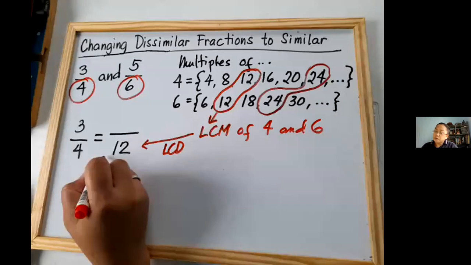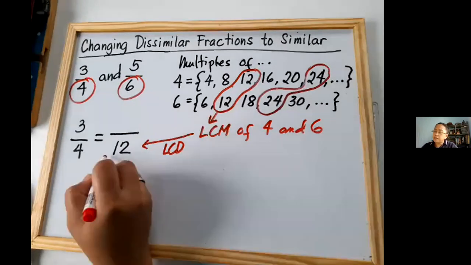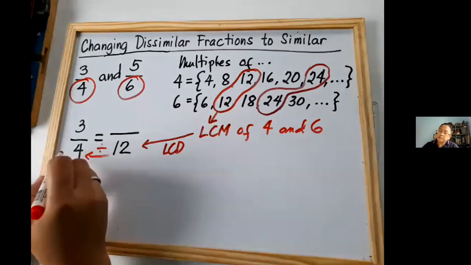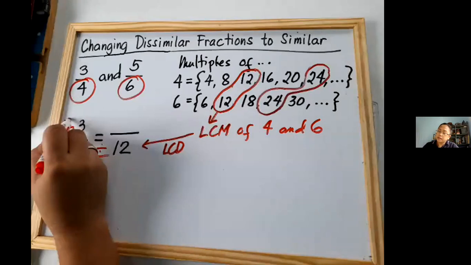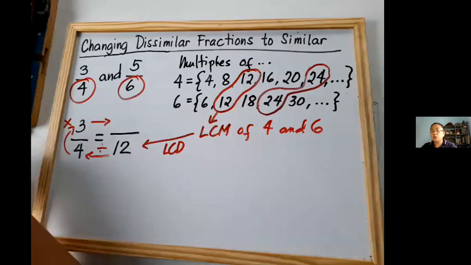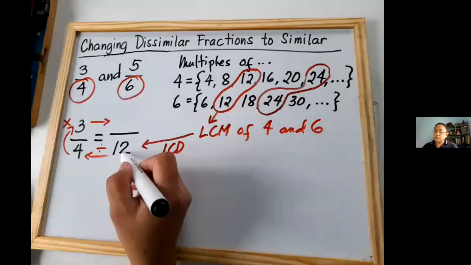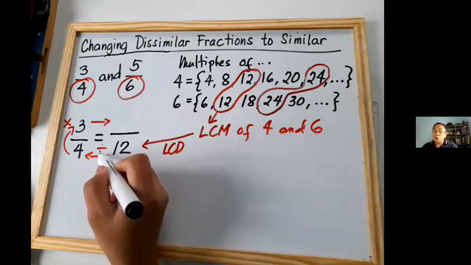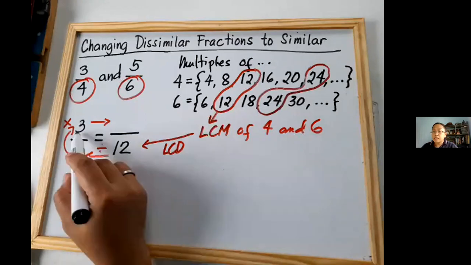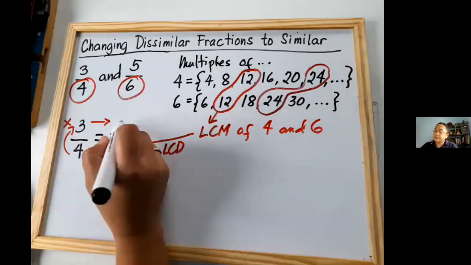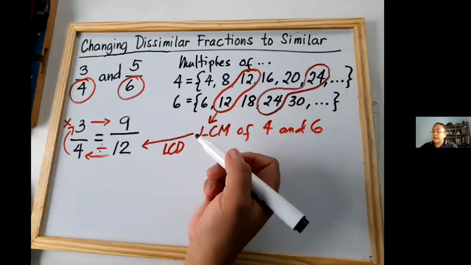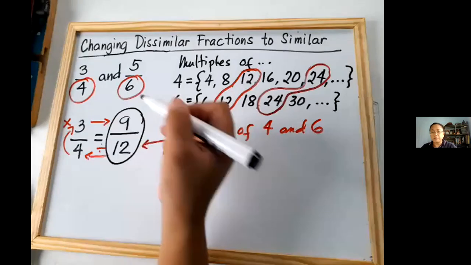So, from 12, from your LCD, going to the left, you divide. Then, going up, you multiply. Whatever comes out, that's your new numerator. So 12 divided by 4 is 3. Times 3 is 9. Okay? So 3/4 is now 9 over 12.